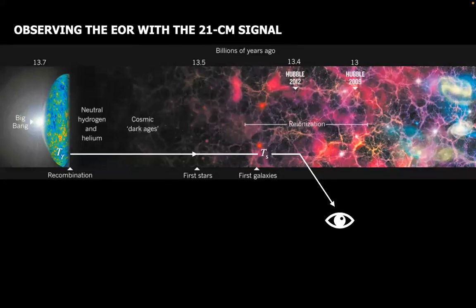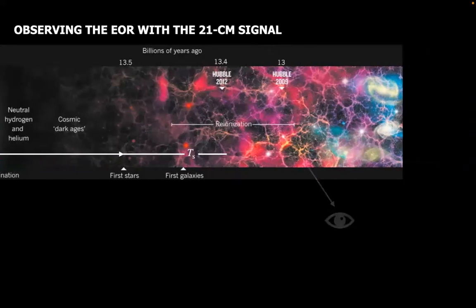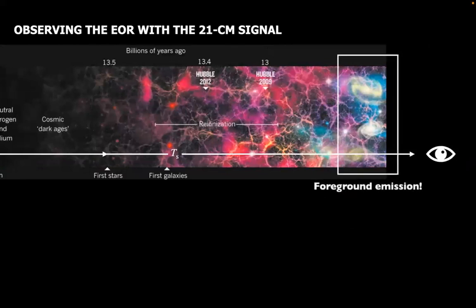But the problem is that the observer is not during the epoch of reionization, but we are here. And we have a problem, the foreground. So foreground is all the emission that we have in the middle, so extragalactic emission and galactic emission, like the Milky Way. Oh, I didn't say that, but the 21 centimeter line is emitted at 1.4 gigahertz.